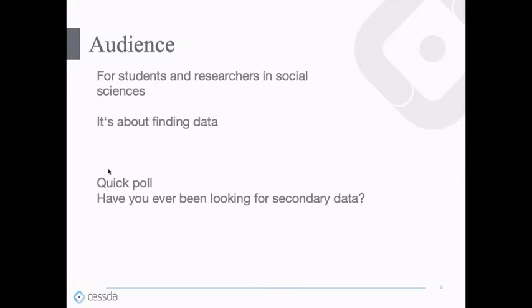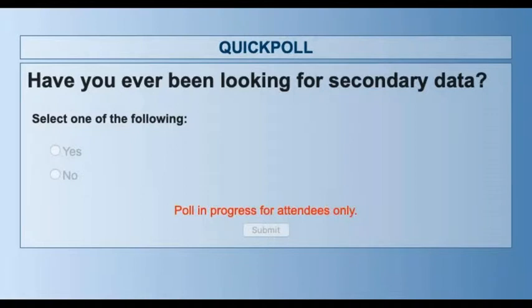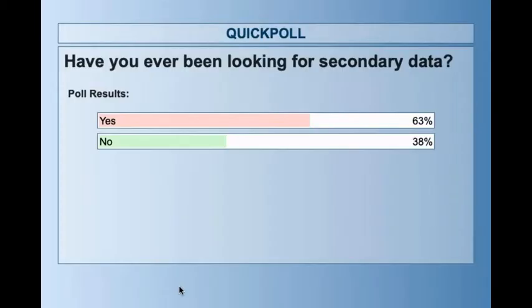And now we will ask your experience. So have you ever been looking for the secondary data? You can see the poll on your screen and answer yes or no. So we will give you few seconds and we kindly ask you to show us your experience. So by now you should have answered. So let's see the results. What do we have here? So most of us have already been looking for secondary data, but there are some people who have not. So that's good because we will show them how to do it today.